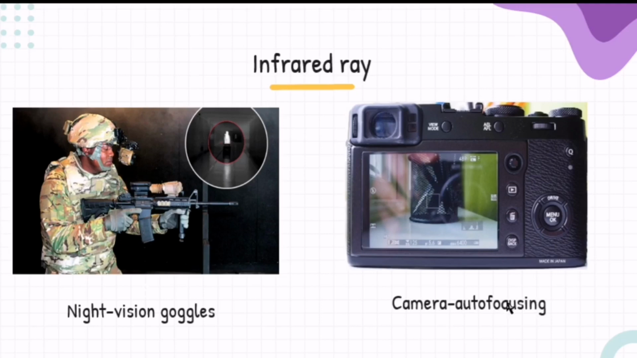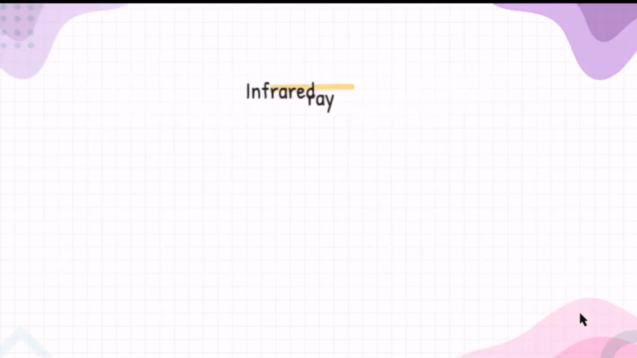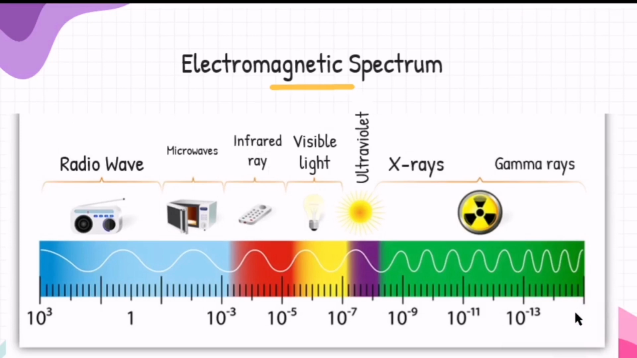And then, camera autofocusing. So, sa camera autofocusing, maglalabas ang camera ng infrared ray na tatama doon sa ating object. Okay, and then, magbabounce back yun doon sa camera para matrace kung nasan yung object na pipicturan. Kaya mas lilinaw yung kuha natin doon sa object na yun. So, ginagamitan nyo ng infrared ray. Okay, camera autofocusing. Now, we are done with the first three types of EM waves.